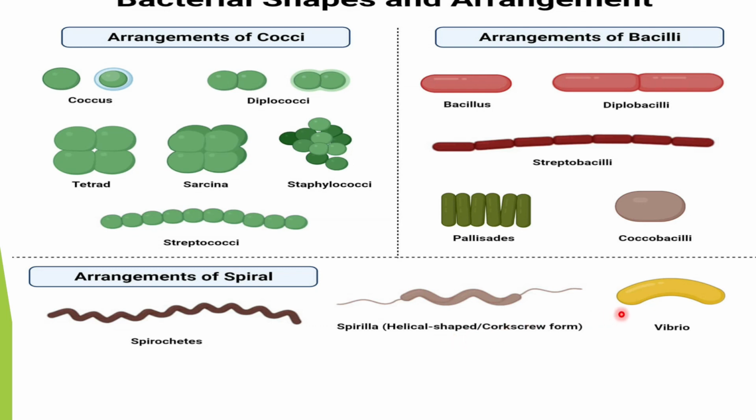Next is the vibrio, which is a comma-shaped structure. It appears like a comma, and these are mostly gram-negative bacteria. They are known to cause various foodborne diseases. Examples are Vibrio cholerae and Vibrio parahaemolyticus.